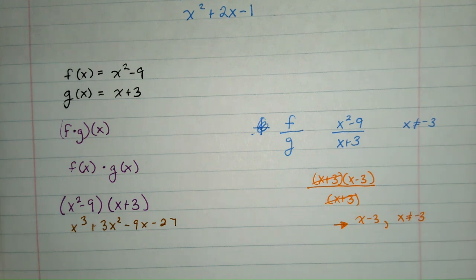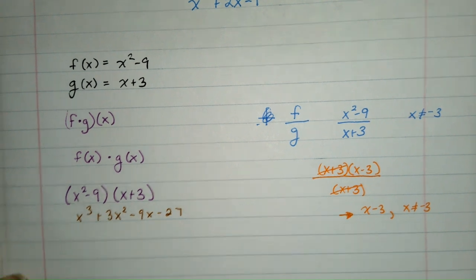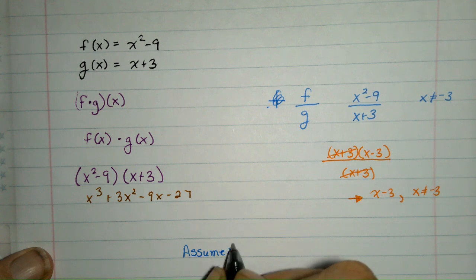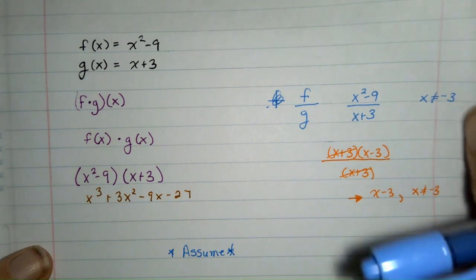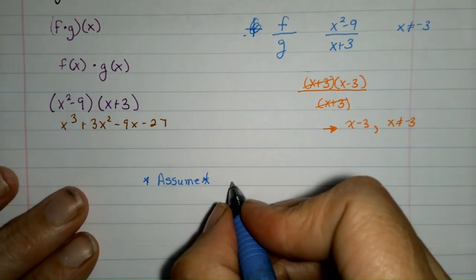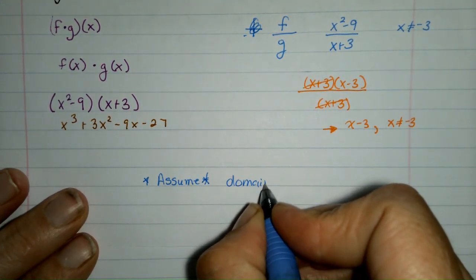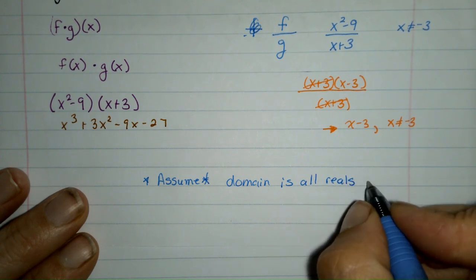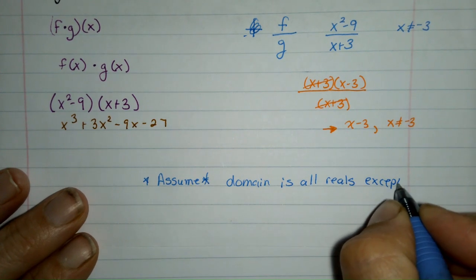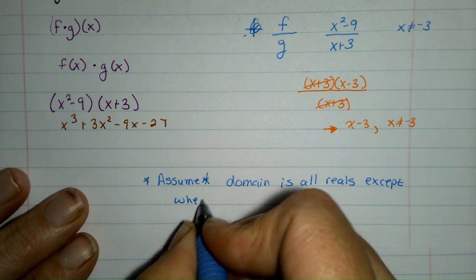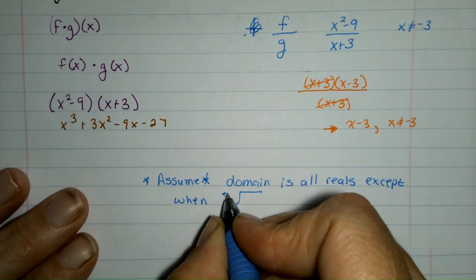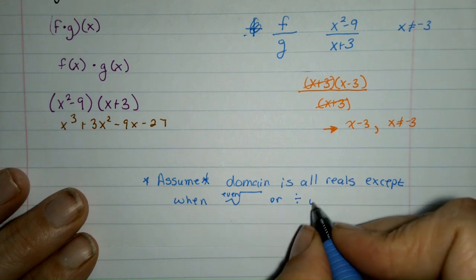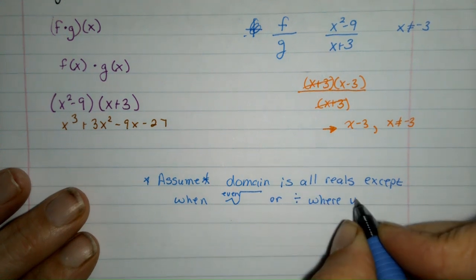With these four operations, assume your domain is all reals, except when you have radicals with an even index or division where variables are in the denominator.